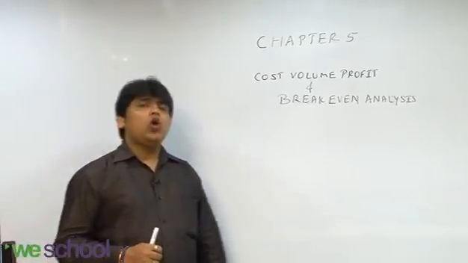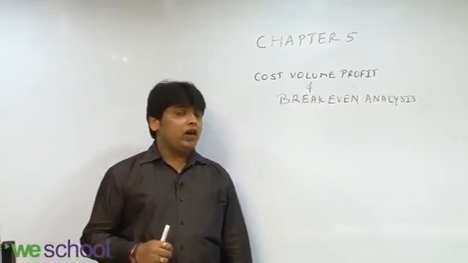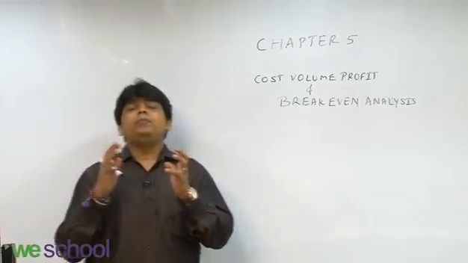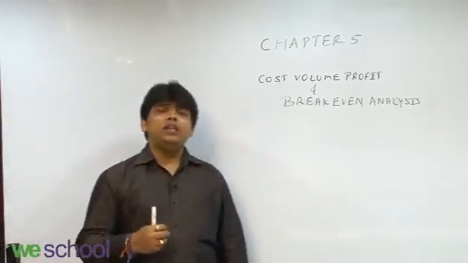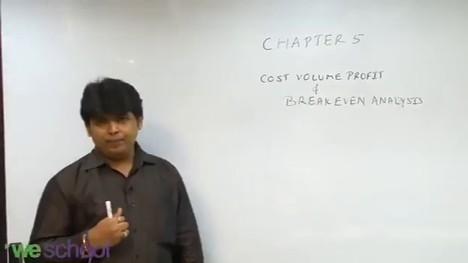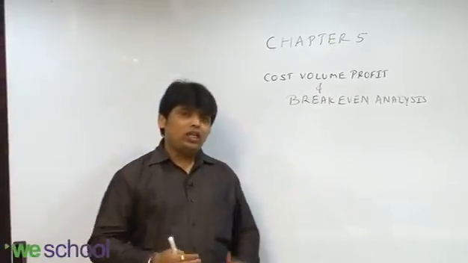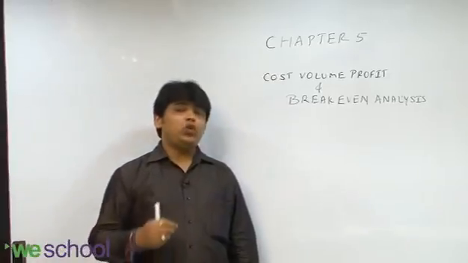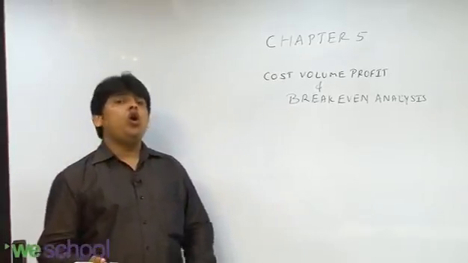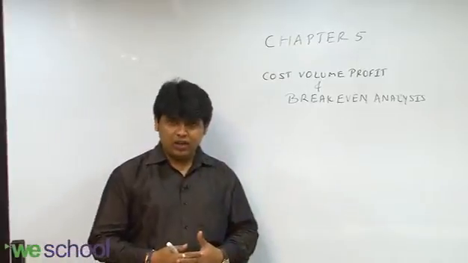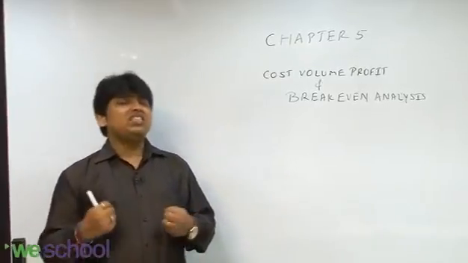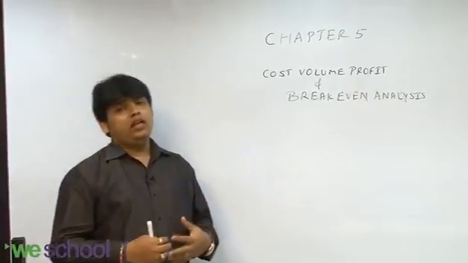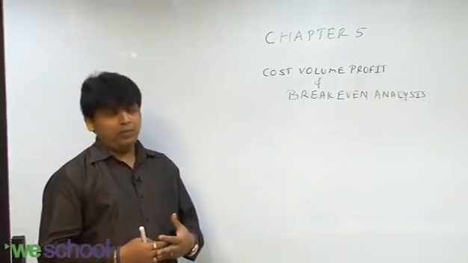Now, as I told you, the major function of cost accounting is to plan out the profit, to decide which level of activity is best for the company, or to decide whether to go for a particular product line or not, whether to continue or to discontinue a particular product line. All this decision making is done in the cost accounting department.